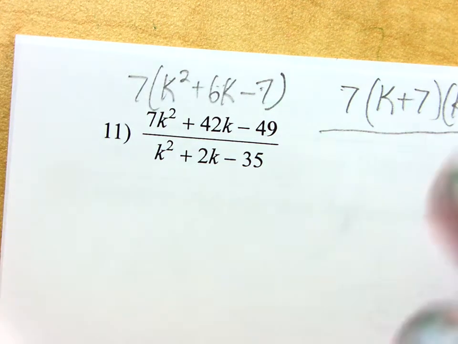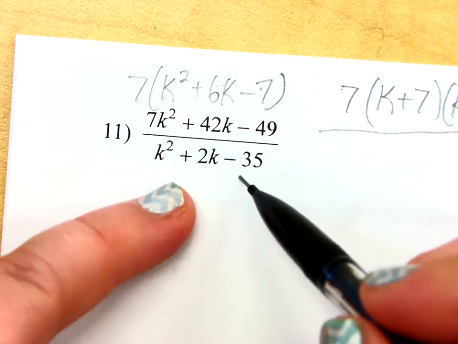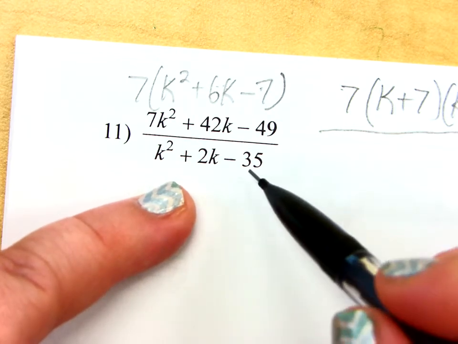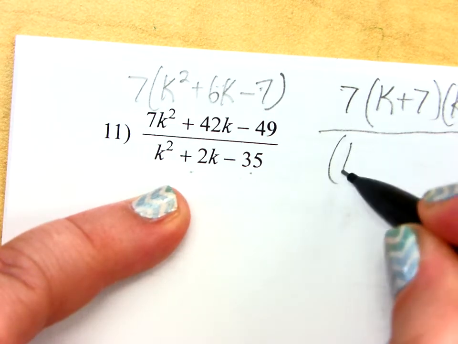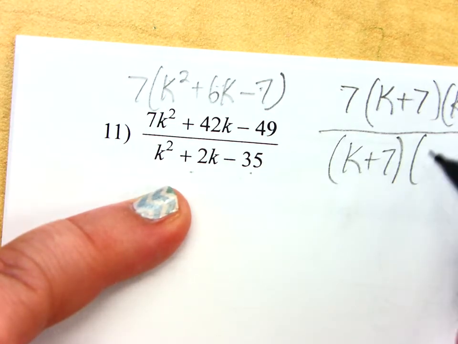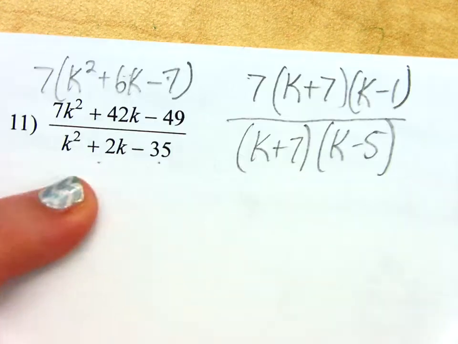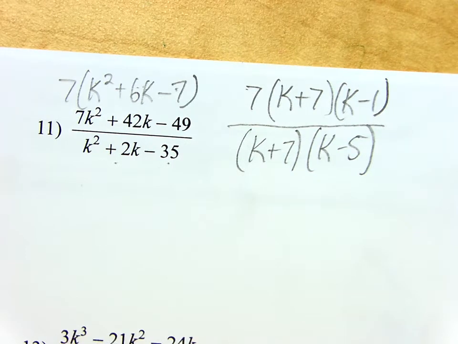You have to factor it completely. Now in the denominator, that one's a little bit easier. Factors of negative 35 that add up to be 2. Negative 5 and 7. Yep, a positive 7 and a negative 5. So, step 1 is now complete. Everybody agree? Numerator is completely factored, denominator is completely factored.